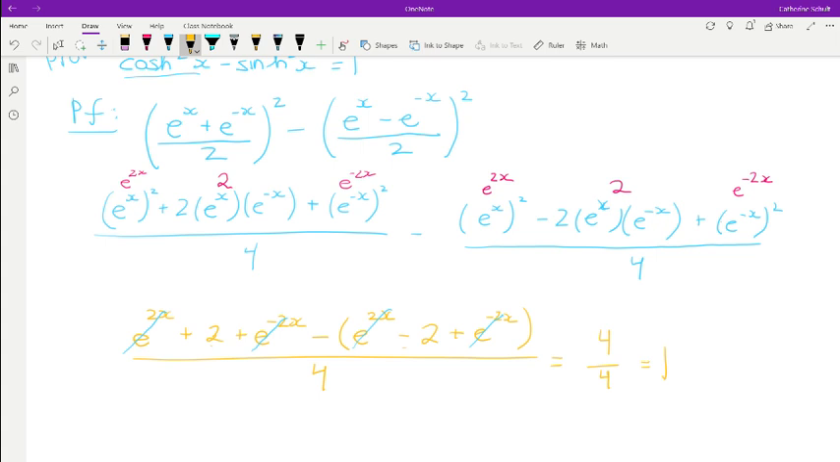And that's exactly what we wanted to prove, right? We wanted to show that this is 1. So our proof is done. So we can do a little square with a box in it.